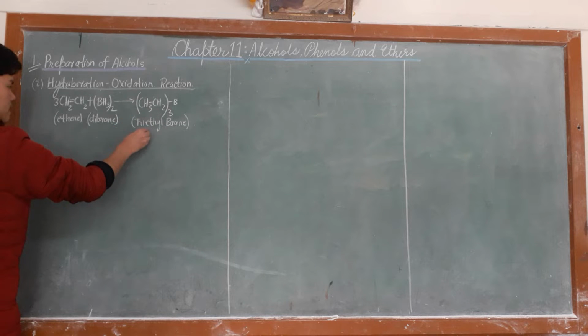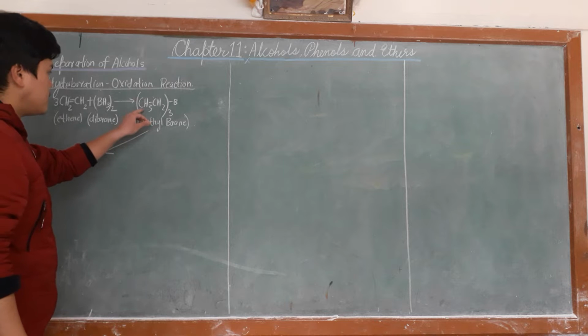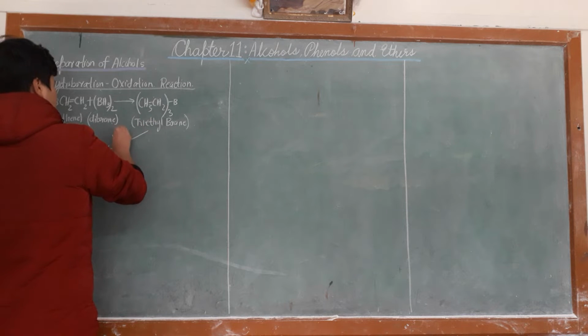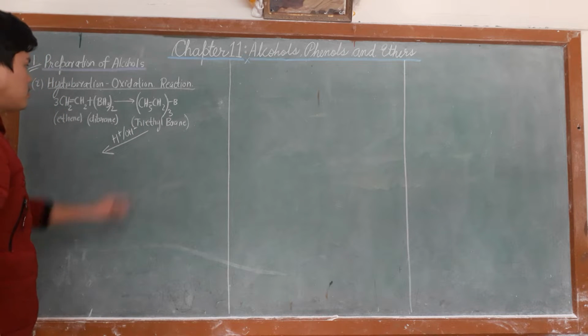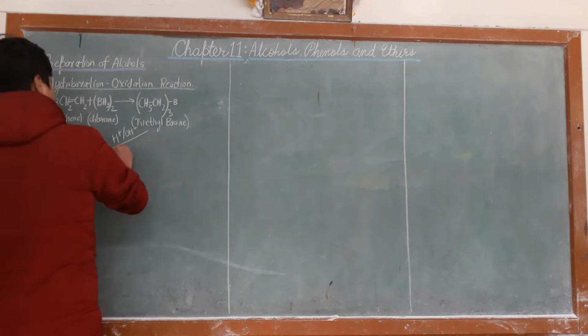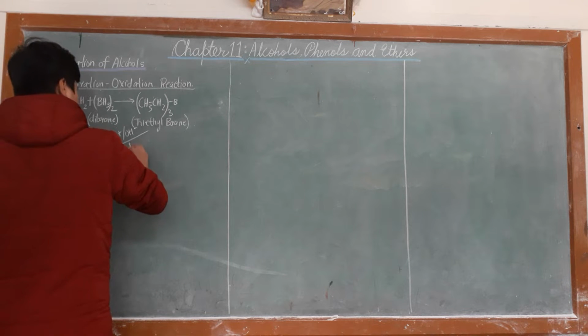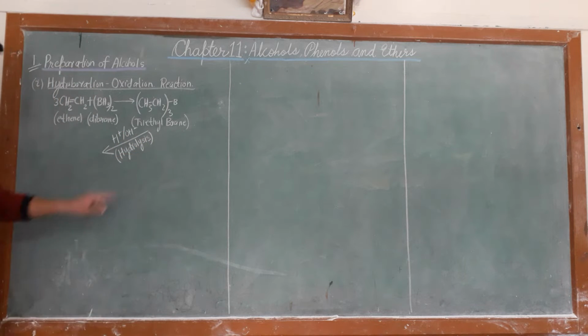Now, in the next part, you will take this chemical, and in the second step you will do the hydrolysis of this particular compound. Hydrolysis means addition of water molecule into the reaction. When you do hydrolysis here, what you will get is CH3CH2OH, three molecules of ethanol.